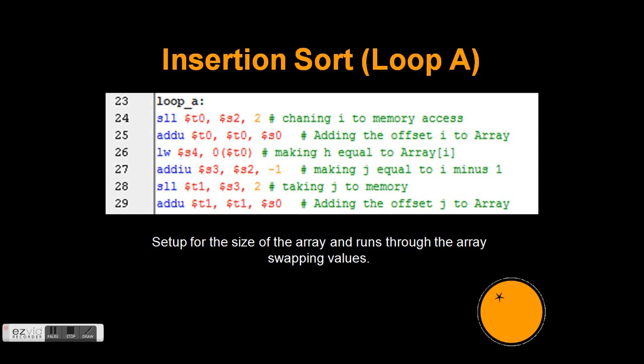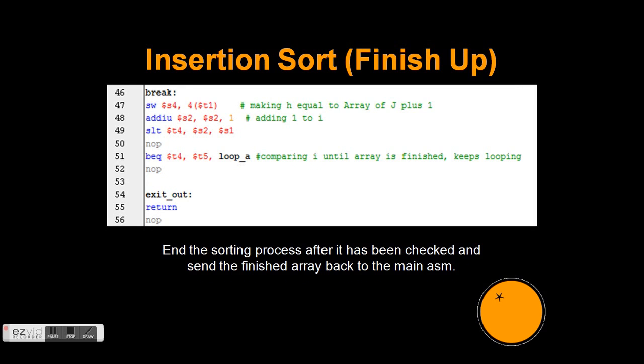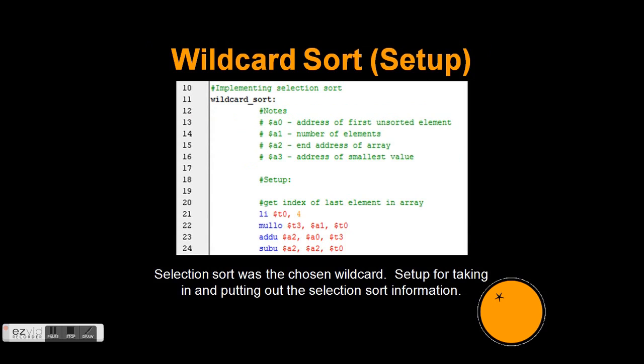This is what he labeled as loop A, which is basically the setup of the size of the array, and runs through the array swapping values. Then, as he labeled it, loop B, which takes in the information from loop A and runs it until the number is moved to the correct position. And finishing up, we have the end of the sorting process after it has been checked and then sent back to the main ASM file as said previously, so that the skeleton code can display that to the UART.